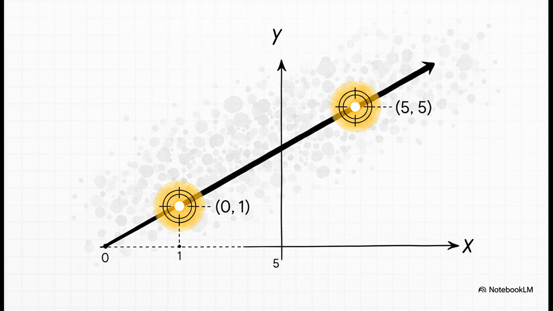We look at the line we just drew and find 2 spots that it slices through perfectly. So in this example, let's say our line goes right through (0, 1) and (5, 5). And notice something really important. These points might not be our original data dots, and that is totally fine. They just have to be on our line.